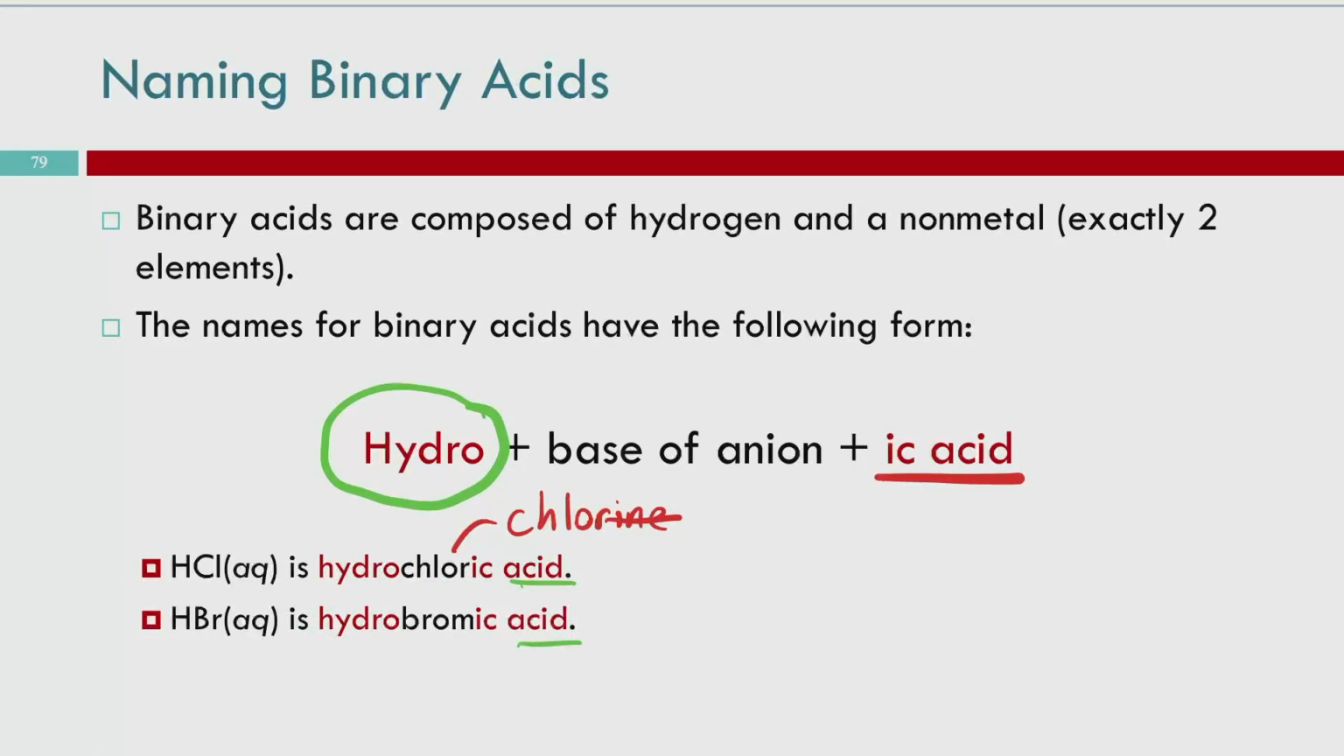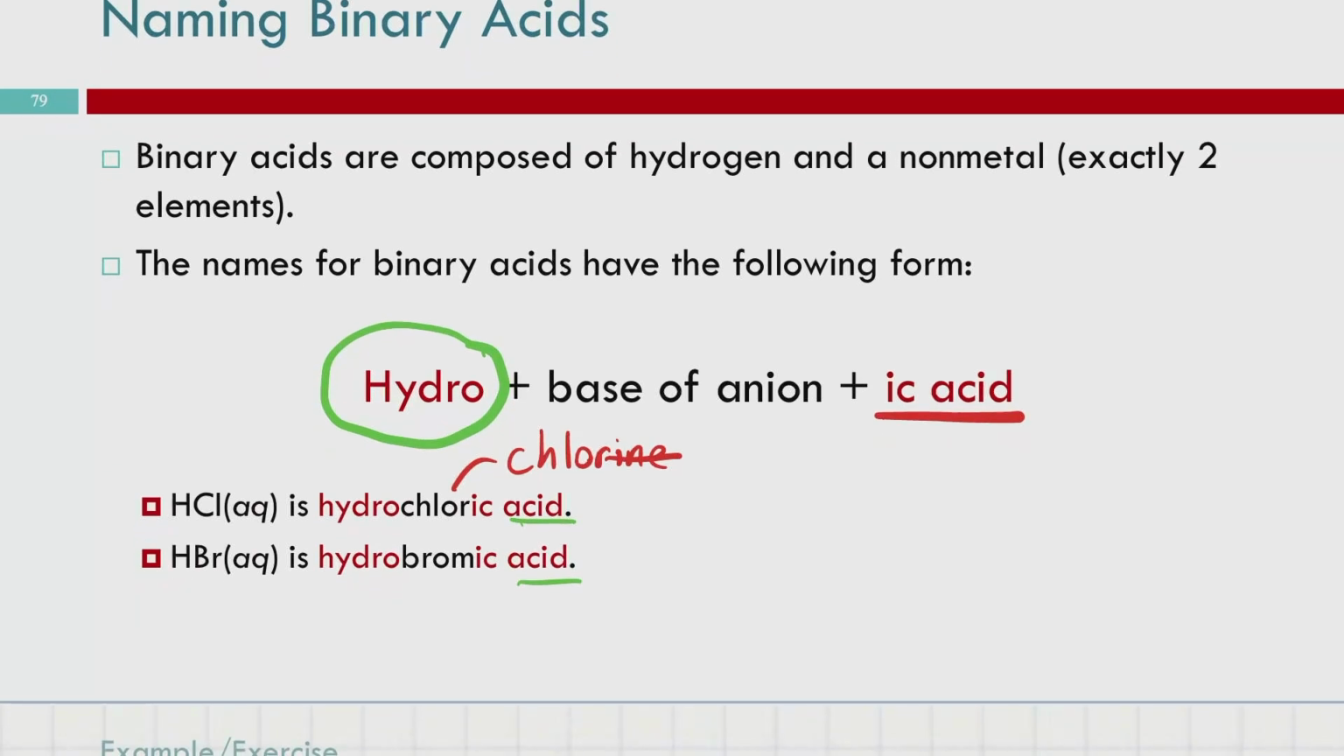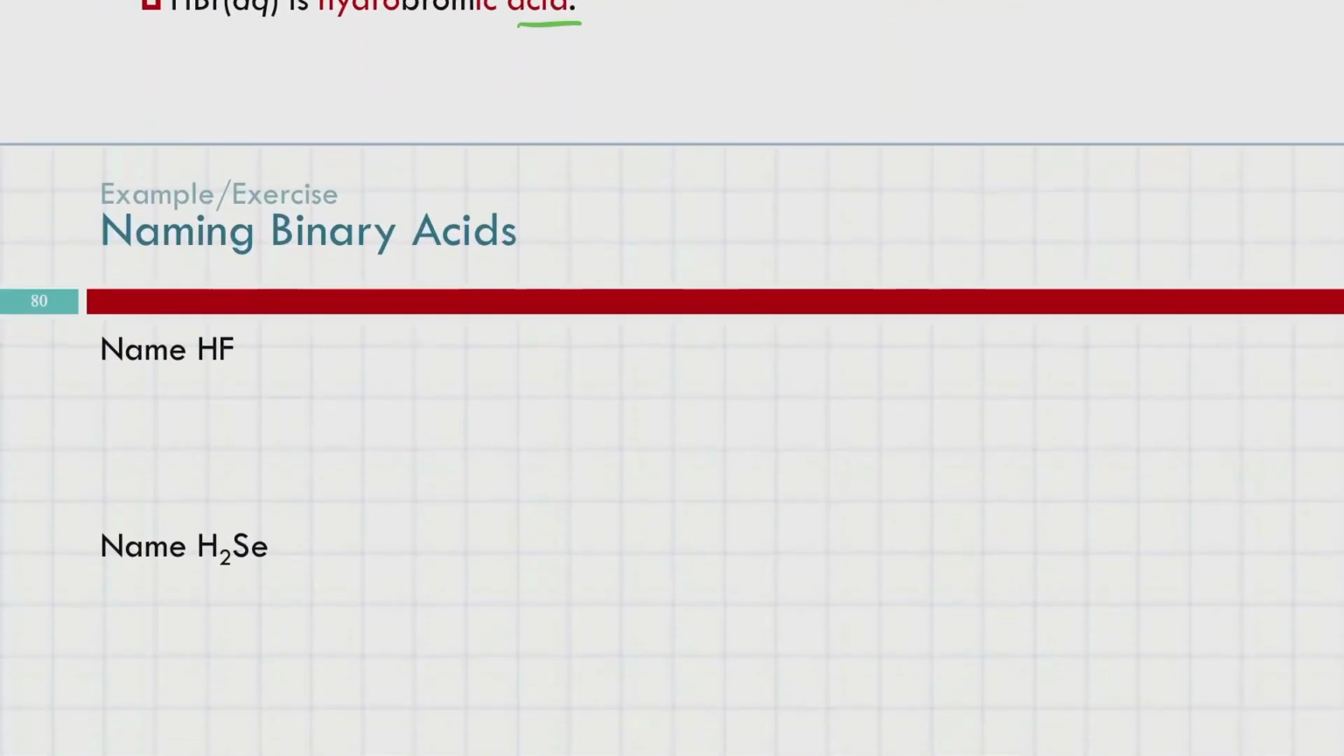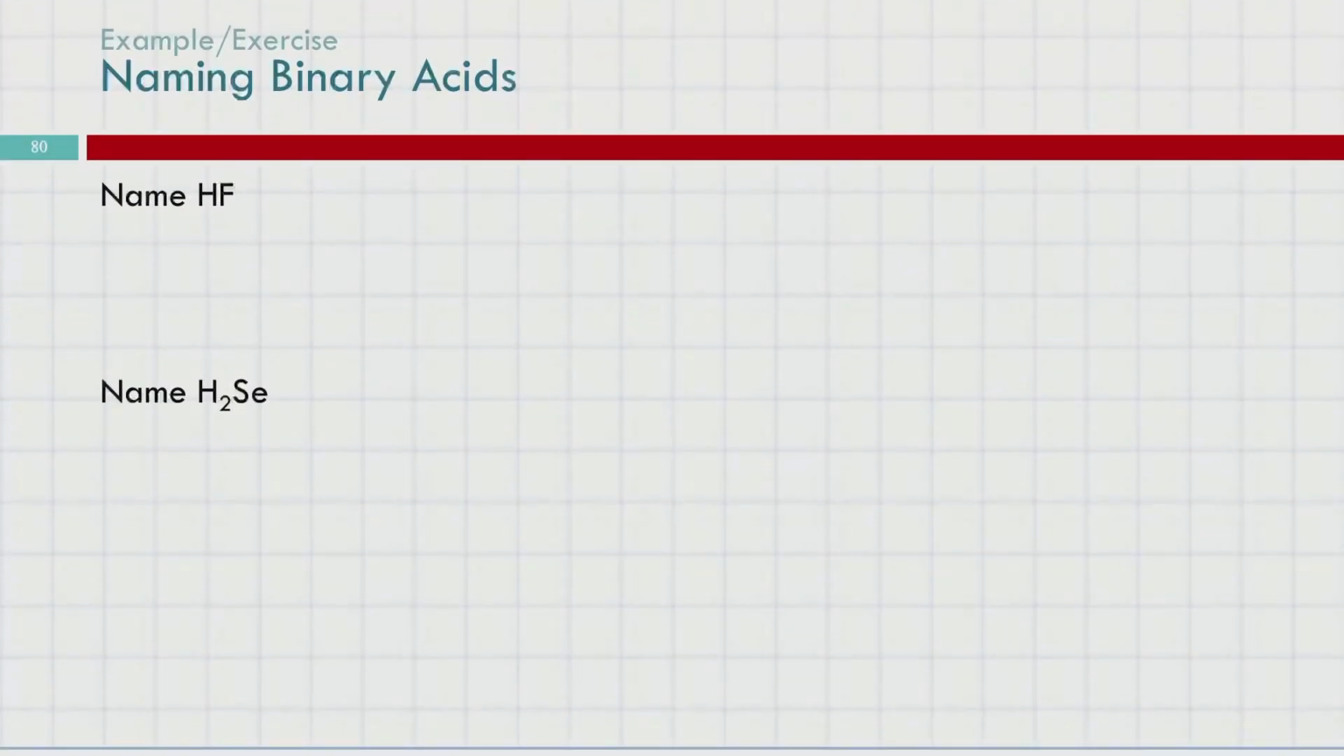Questions so far about acids? All right, two binary acids. I'll give you a shot at naming both of them. So we've got HF and H2Se. Just a note about the H2Se. You don't have to specify that there's two hydrogens.